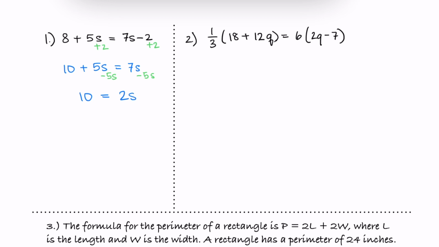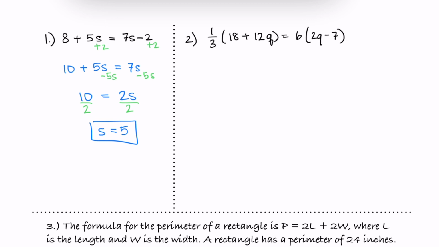Now, finally, to get rid of this 2 right here, the coefficient of s, I'm going to divide by 2 because it's being multiplied with s. So divide by 2, divide by 2. 10 divided by 2 is 5, and 2s divided by 2 is s, and our answer is s equals 5.